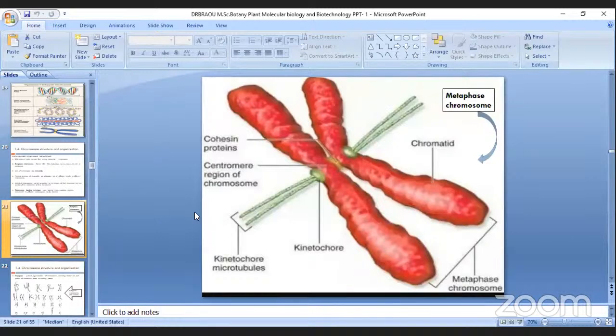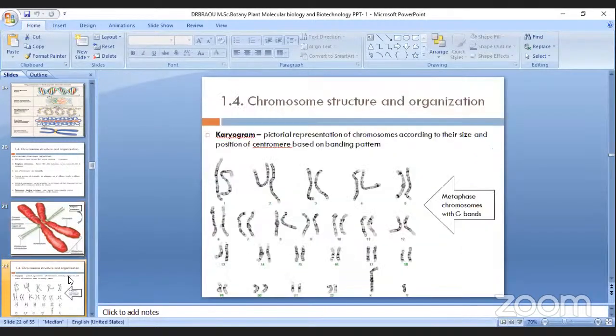This is the structure of a metaphase chromosome. These are the sister chromatids. So this is the karyogram. This is a pictorial representation of this banding technique. So this is the pictorial representation of these chromosomes. Each of them is different, and every chromosome has its characteristic length and centromere.